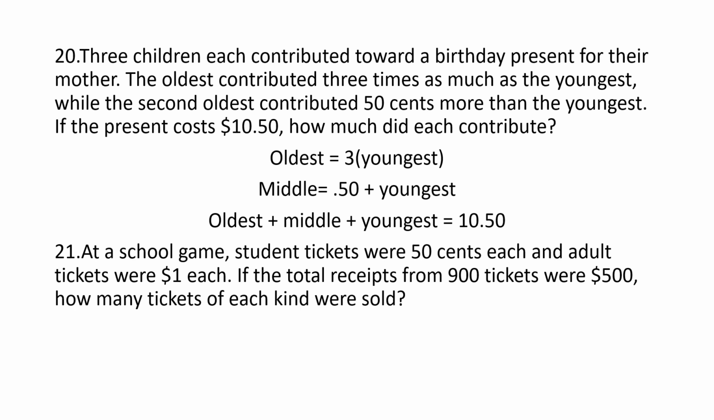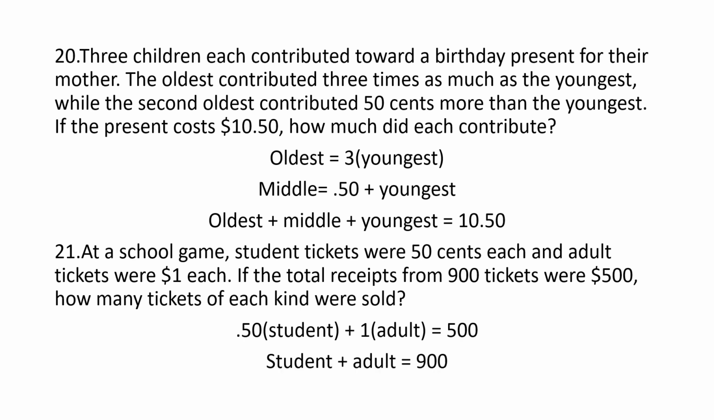At a school game, student tickets were 50 cents each, and adult tickets were $1 each. If the total receipts from 900 tickets were $500, how many tickets of each kind were sold? Now, we did value problems quite a long time ago. Remember, we have 2 equations. We're going to have a count equation, and we're going to have a value equation. Our first equation is going to be our value equation. 50 cents per student ticket plus $1 times adult ticket gave us $500 total. Then I know if I add the student tickets plus the adult tickets, I sold a total of 900.